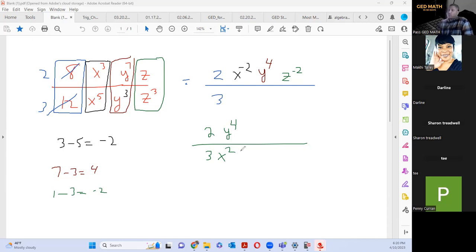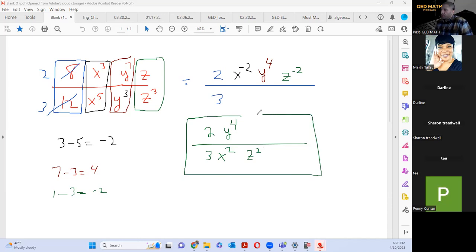So where's Z to the negative second going to go, on the top or the bottom? The bottom. On the bottom. And the negative 2 becomes a what? A positive 2. So this is the answer you will see on the multiple choice.